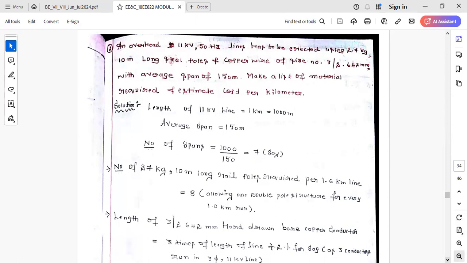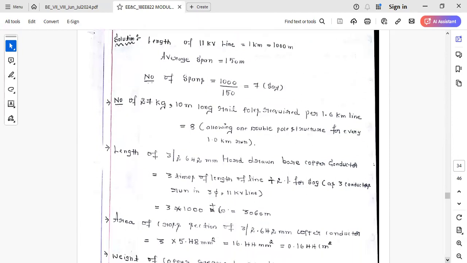Next, the length of the 3 bar 2.642 mm hard drawn bare copper conductor is 3 times the length of the line plus 2% of sag. So 3 into 1000 plus 60, because 2% of 3000 is 60. Here 3 is the number of conductors R, Y, B, because it is a 3 wire 3 phase system. So RYB into 1000 meter plus 2% sag, that is 3060 meter.